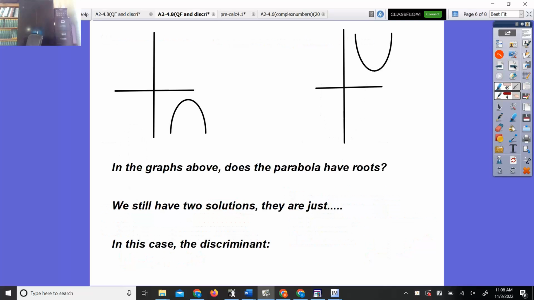The last example is where your parabolas don't touch the x-axis. If you don't touch the x-axis, you don't have real answers. If you don't have real answers, what kind of answers do you have? Imaginary answers. So these parabolas have no roots. You have two solutions, they're just imaginary.